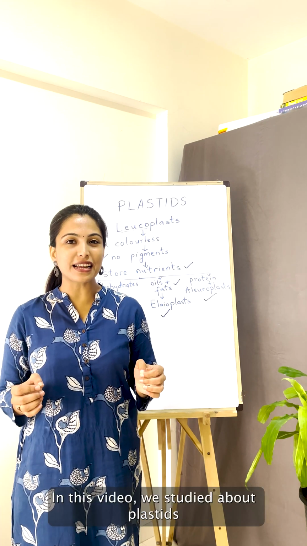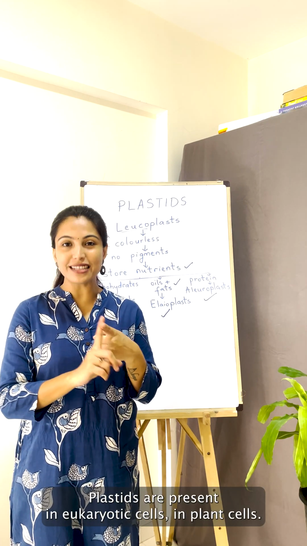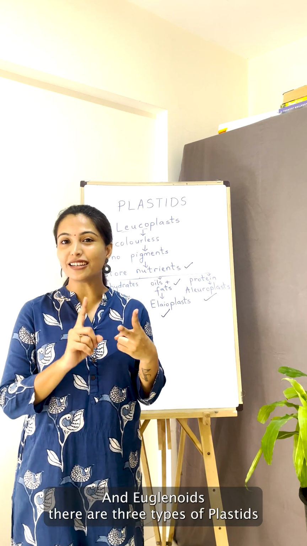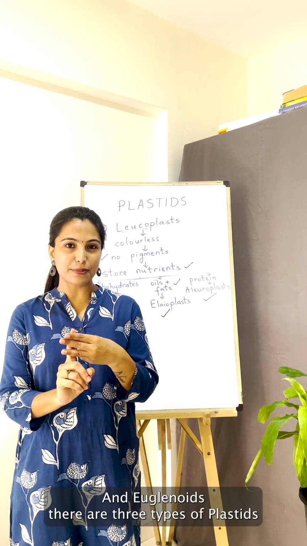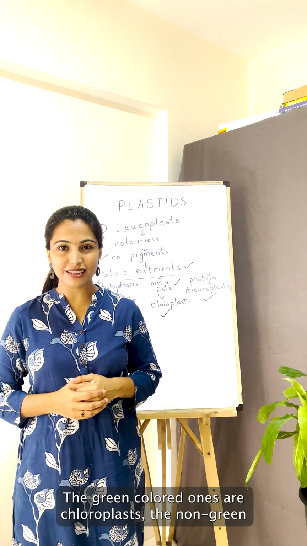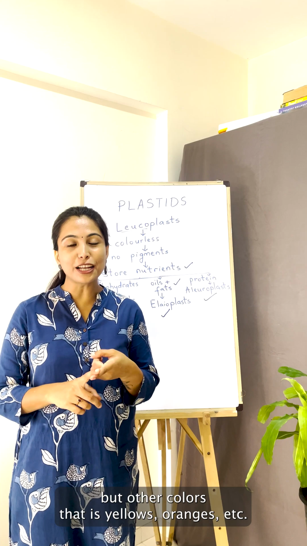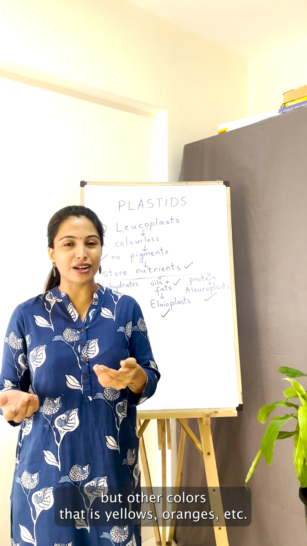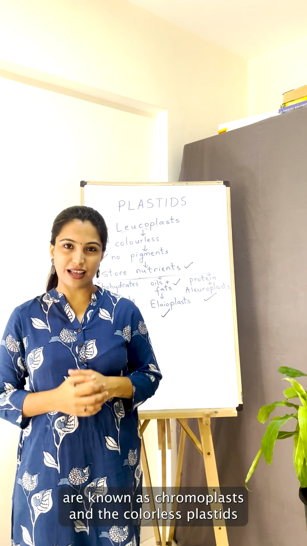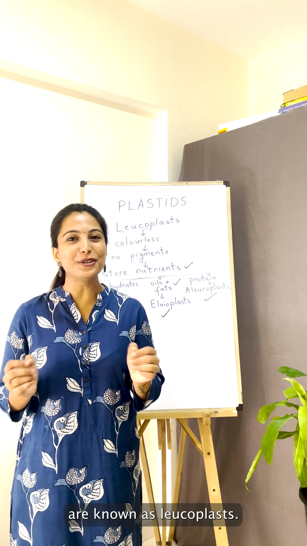So, let us do a quick recap. In this video, we studied about plastids. Plastids are present in eukaryotic cells, in plant cells and euglenoids. There are three types of plastids. The green colored ones are chloroplasts. The non-green but other colors, that is yellows, oranges, etc. are known as chromoplasts. And the colorless plastids are known as leucoplasts.